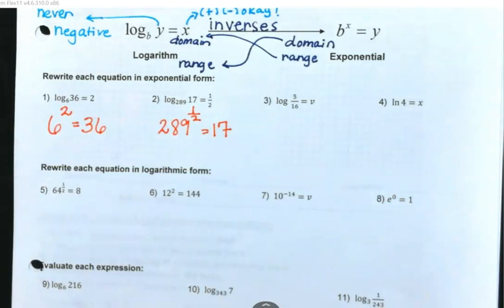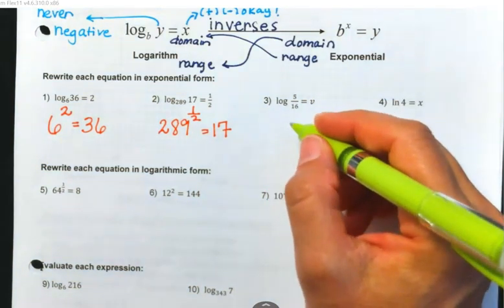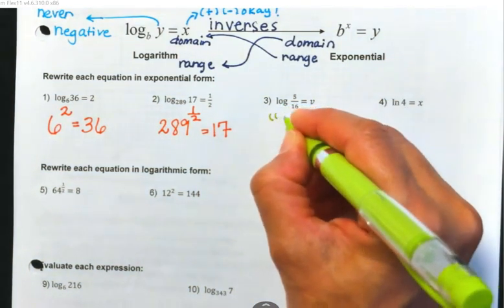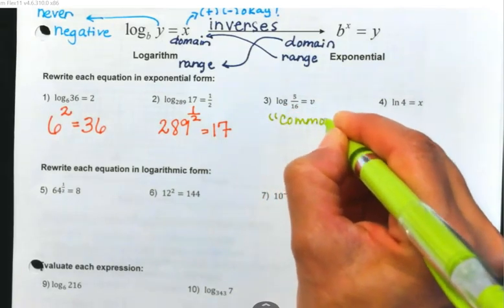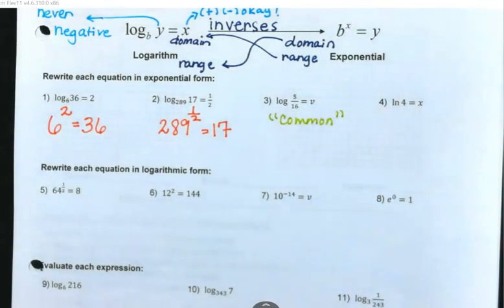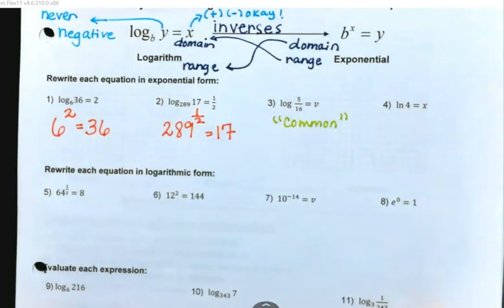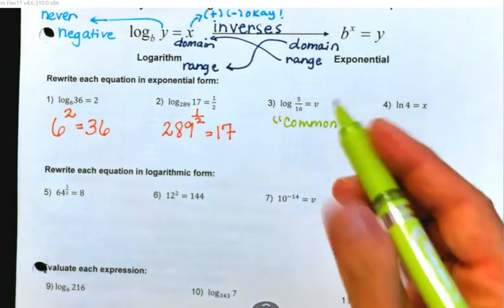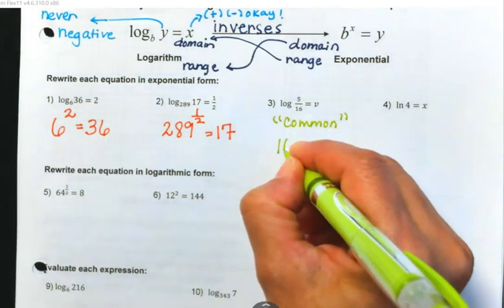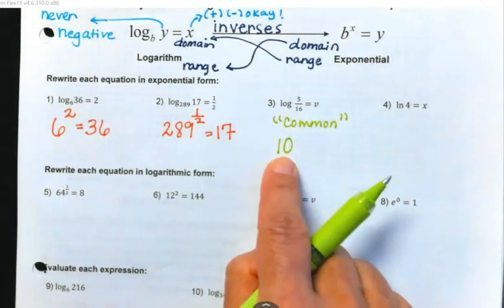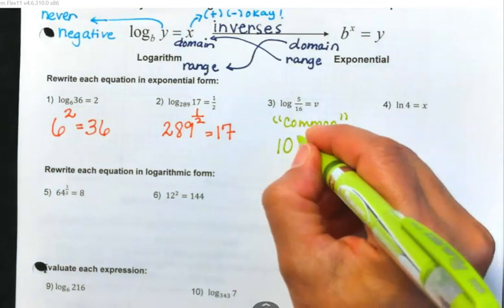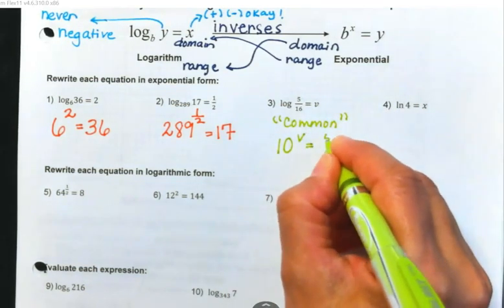Now for this next one, the base is not written, so I know it's a common log. Y'all, logs were invented because of scientific notation. And remember scientific notation from 8th grade, it was like 10 to the power of whatever. This is understood to be a common log because it has a base of 10. So when the log base isn't written, it's understood to be 10. So this is going to be 10 to the v equals 5/16.